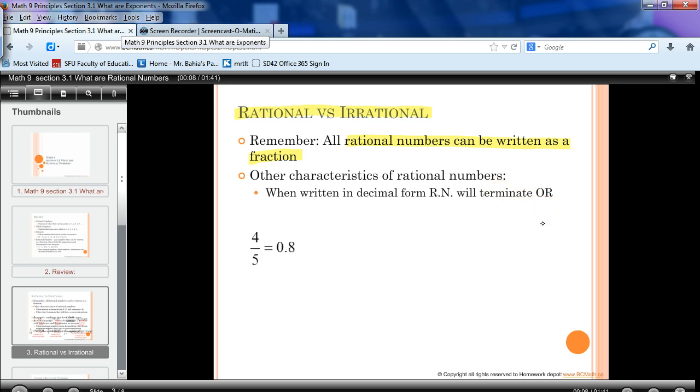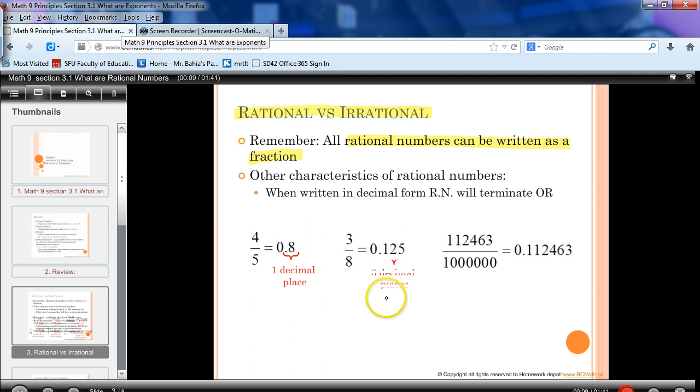So, for example, 0.8 can be written as 4/5. 0.125 can be written as 1/8. These are all rational numbers. That's three decimal places, and here we've got one decimal place. This number can be written as a fraction because it is a fraction. And this decimal can be written as a fraction because it terminates. It doesn't keep going on forever.